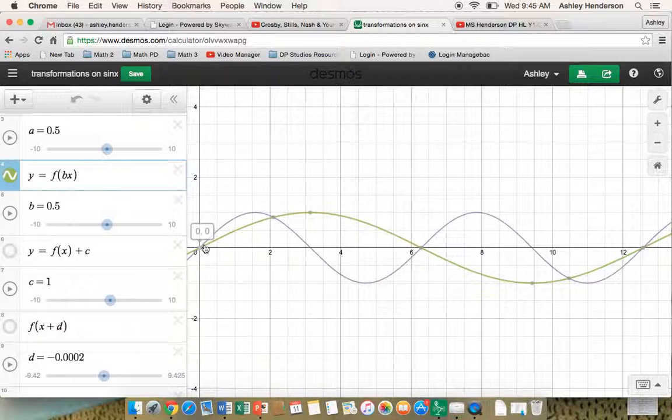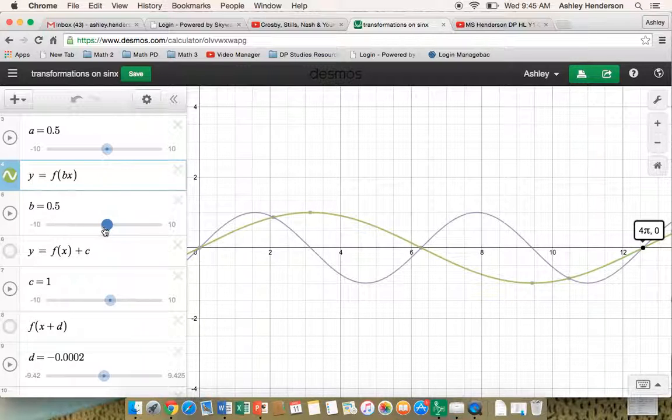Now let's look at the green one, which is our transformed function. He has to come all the way over here to 4 pi. So do you think there's a relationship there? Well, yes. 2 pi divided by 1/2 is 4 pi. So you have sort of an inverse relationship there.